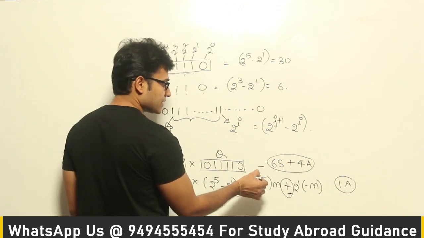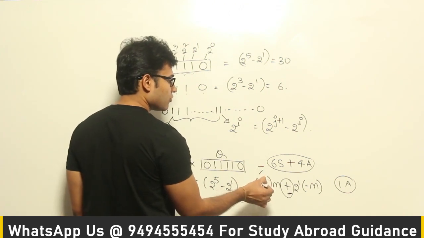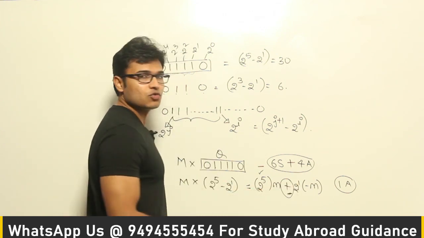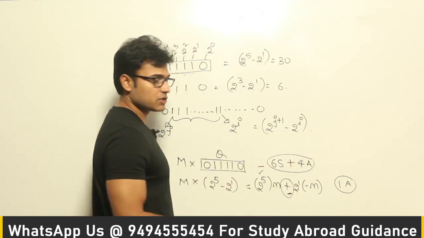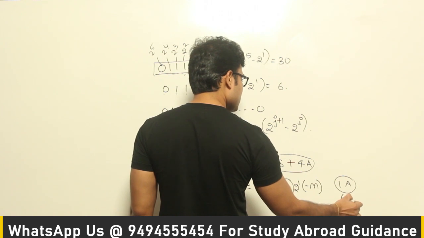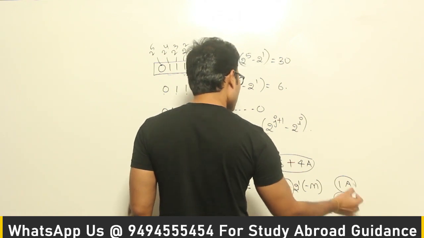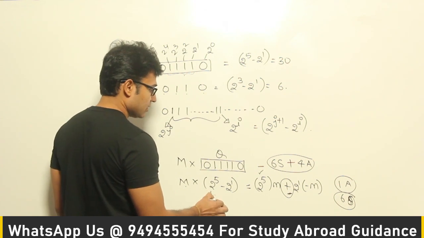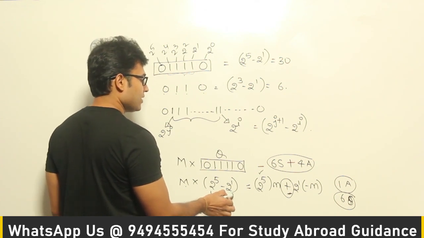And the number of shifts, see, multiplying a number with 2 power 5 is nothing but 5 times left shift, and multiplying a number with 2 power 1 is nothing but 1 time left shift. Therefore the total number of left shifts, or the total number of shift operations, is 6 shifts. Got it?